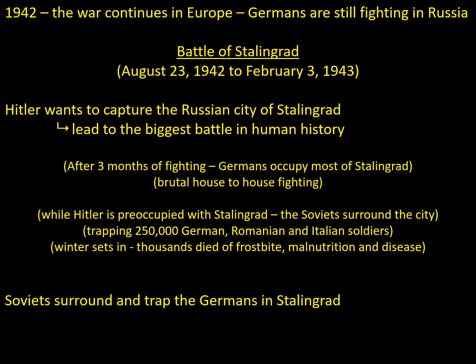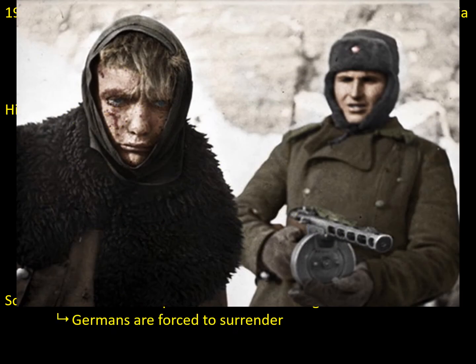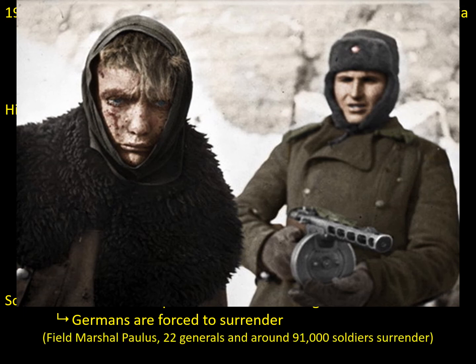The Soviets surround and trap the Germans in Stalingrad, and the Germans are forced to surrender. Here we see a picture of a Russian soldier with a German prisoner. Field Marshal Paulus, 22 generals, and around 91,000 German soldiers surrender.